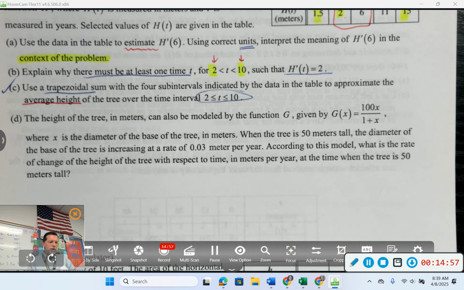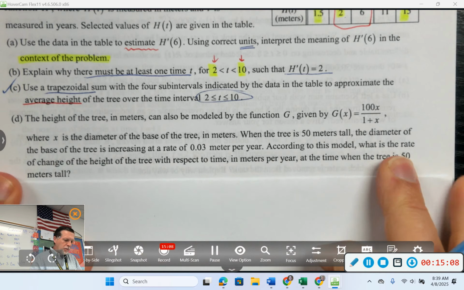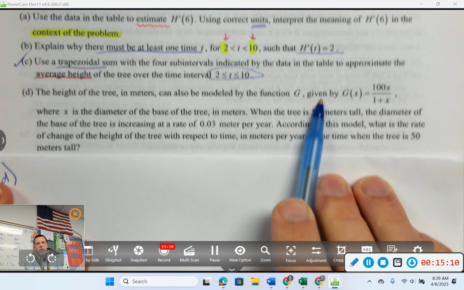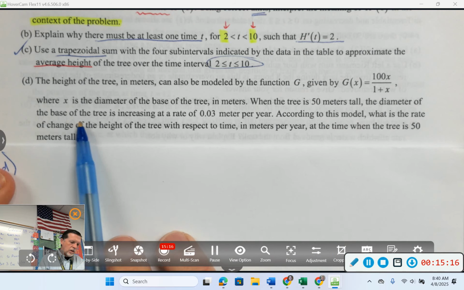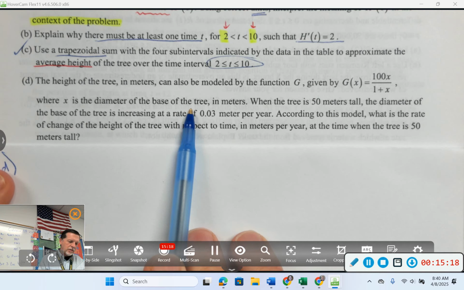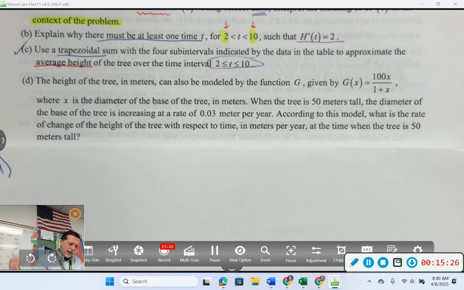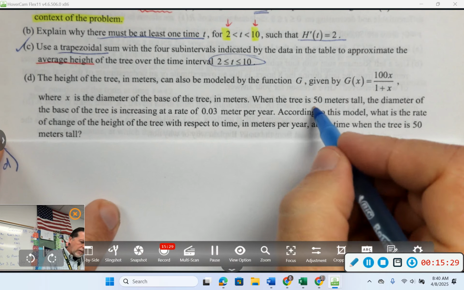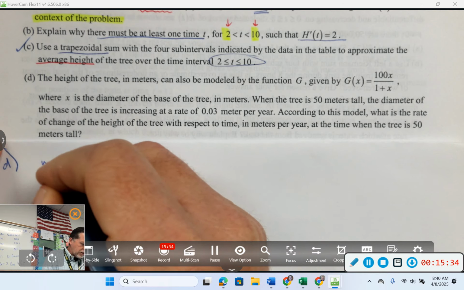And then lastly, part D. Usually the tricky part. Uh-oh, there's a lot of words here. The height of the tree in meters can also be modeled by this function. So forget the table, now we've got an equation that we could do some of that same stuff with, where x is the diameter of the base of the tree. Oh, so this isn't a function of time, it's a function of the diameter. How tall is it based on its diameter? When the tree is 50 meters tall, the diameter of the base of the tree, we'll start writing stuff down.